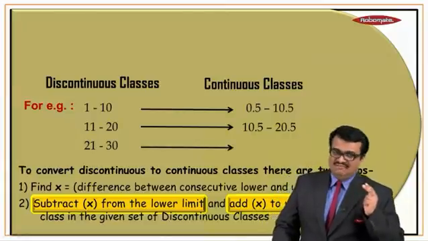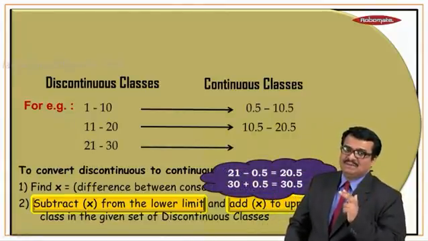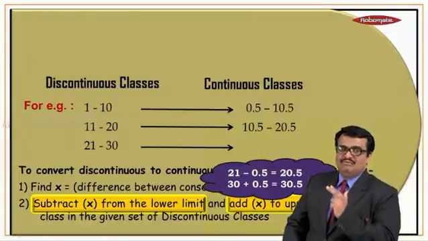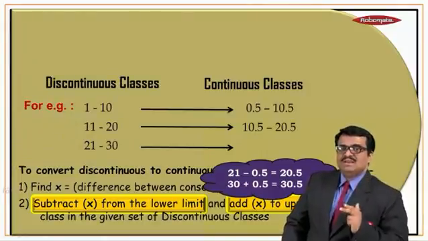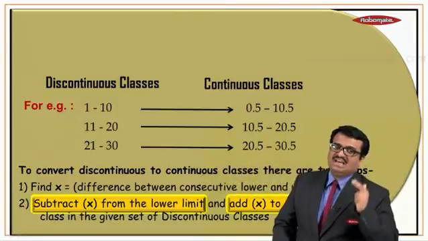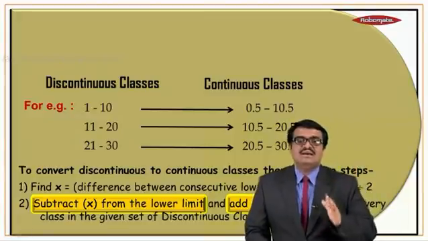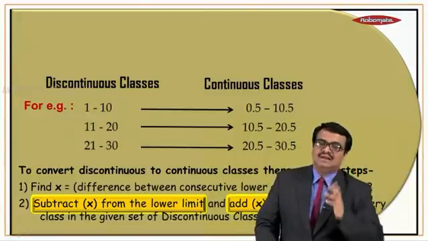The third one also the same way. Subtract 0.5 from the lower limit and add 0.5 to the upper limit. So, 21 minus 0.5 gives you 20.5 and 30 plus 0.5 gives you 30.5. So, the last class becomes 20.5 to 30.5. This is the way we convert discontinuous classes to continuous.